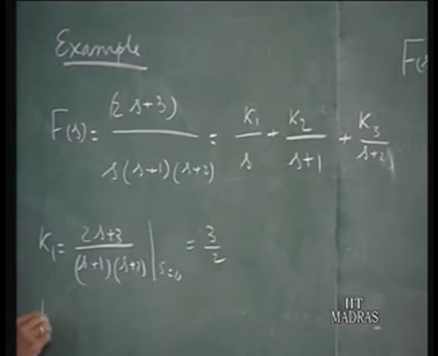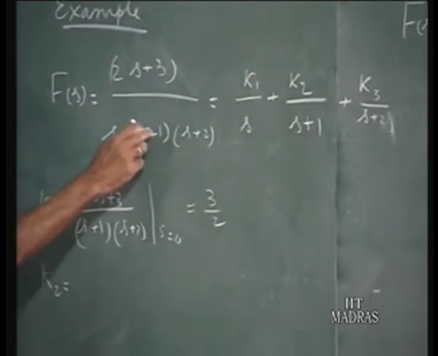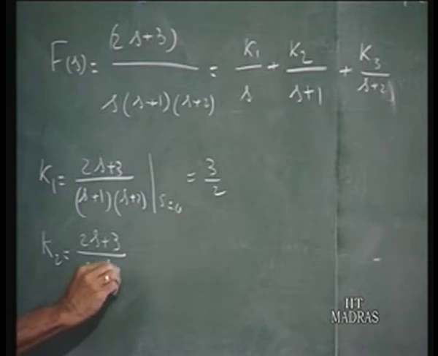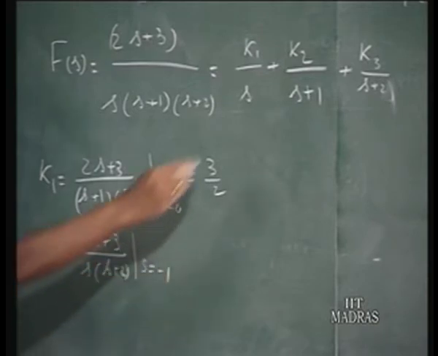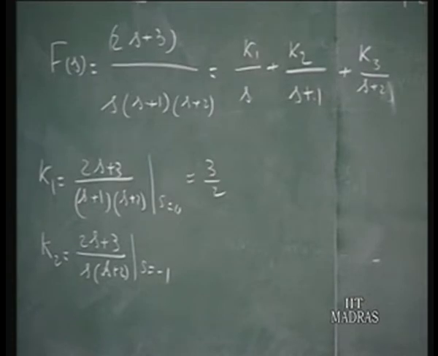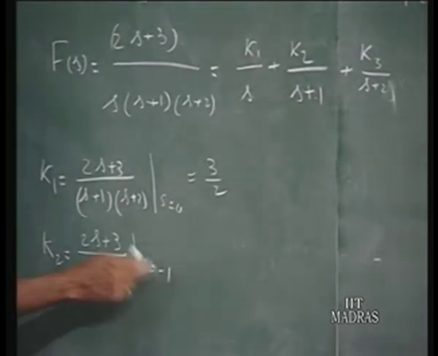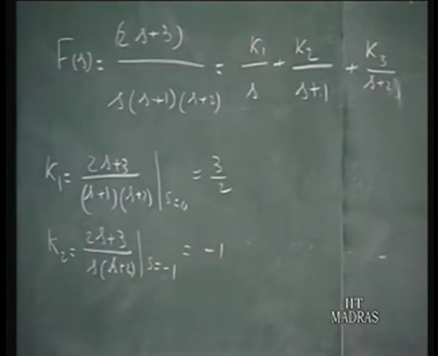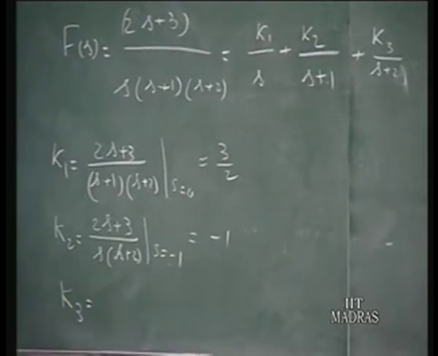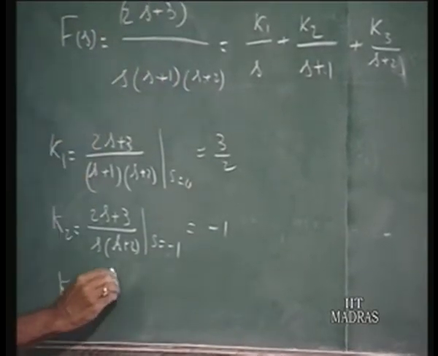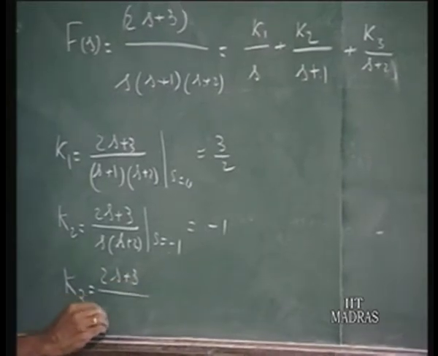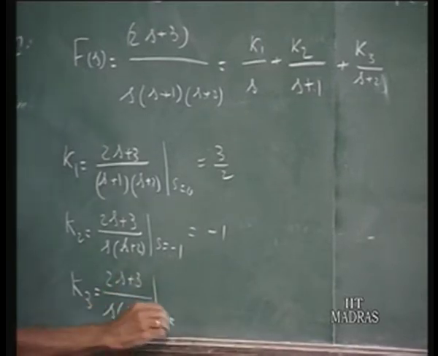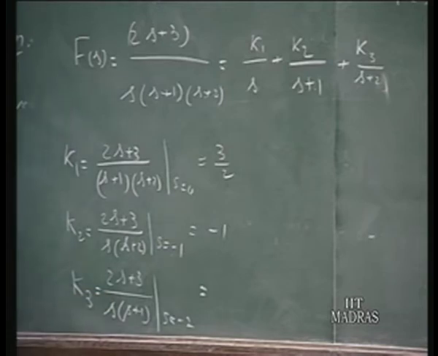Now, as far as K2 is concerned, you multiply this function by (s plus 1). So, (2s plus 3) over s times (s plus 2), substitute s equal to minus 1, because s plus 1 must be made equal to 0. If you substitute s equal to minus 1 in this, you get the answer minus 1. And likewise, K3, you multiply this by (s plus 2). Therefore, you are left with (2s plus 3) divided by s times (s plus 1), and you substitute s equal to minus 2. The answer for that happens to be minus half.